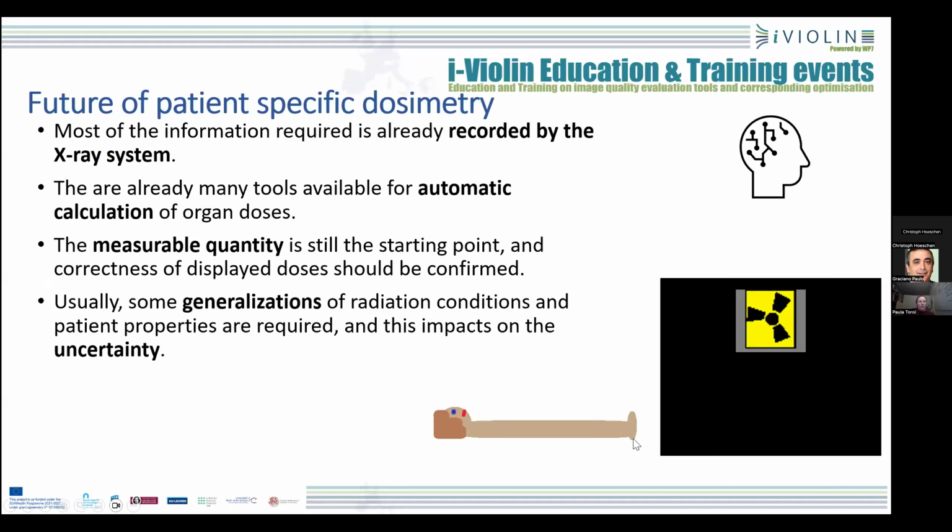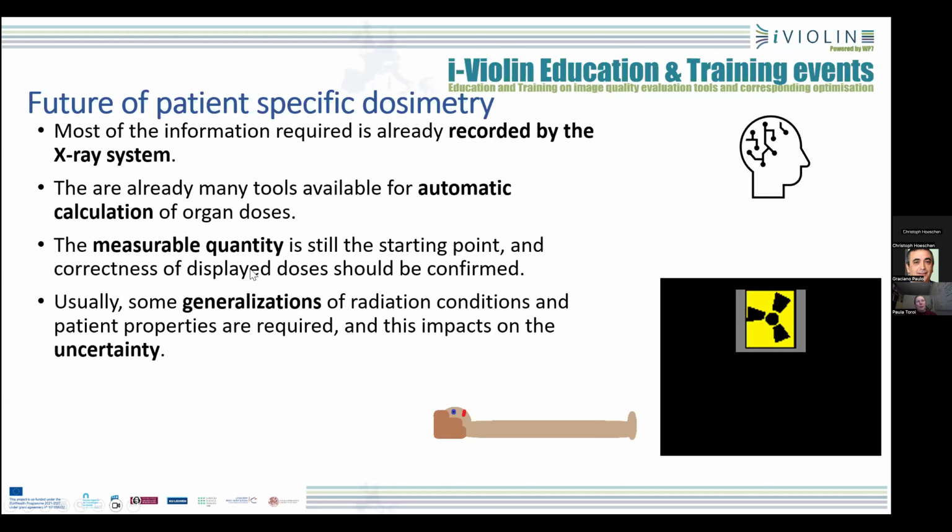So just a few words about the future. If you do this organ dose estimation manually, it takes some time, but actually most of this information is already available in the X-ray systems, in the DICOM headers and those structured reports. So basically, we could already get this data automatically from the X-ray system. I really think that there is a need for collaborative work and work from the manufacturer side, and I'm sure they're working hard on this. And we already have some tools available which provide us the organ doses.